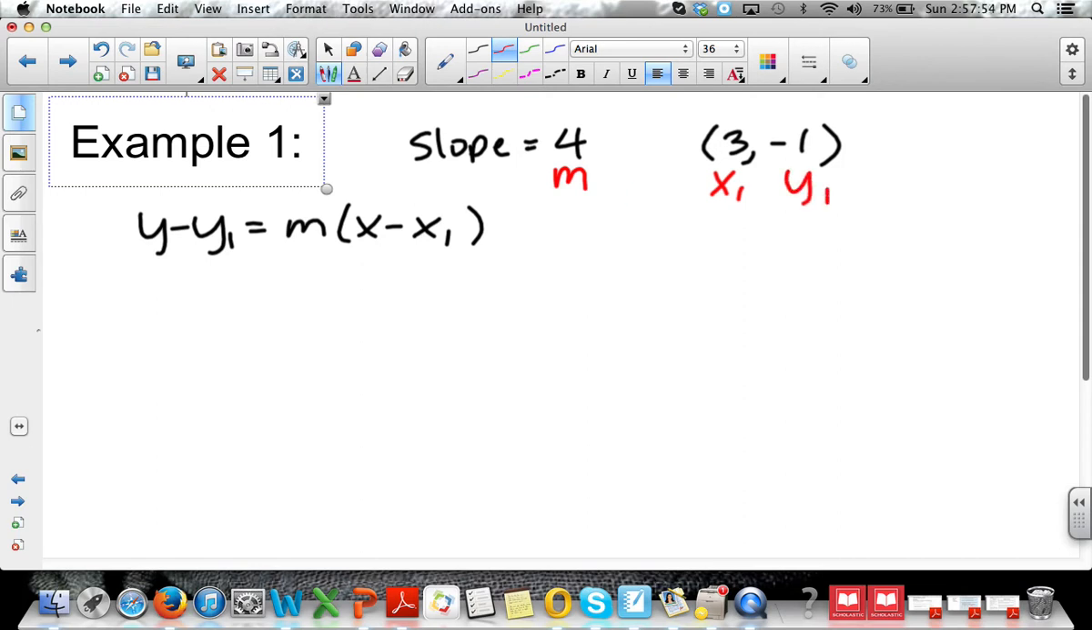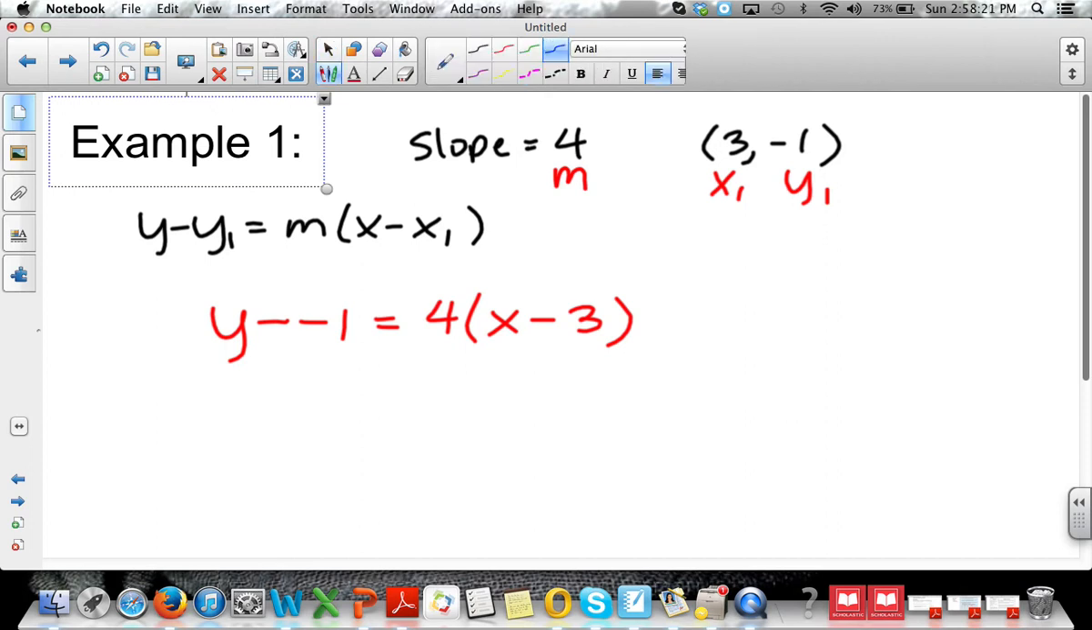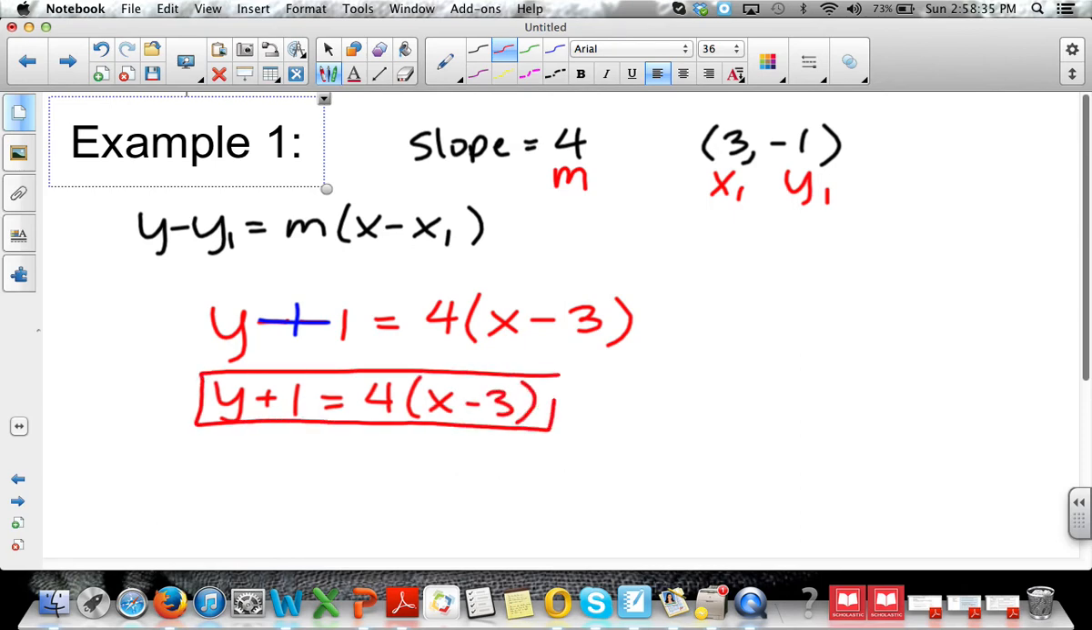So y just stays the same. Y is y. Then I've got minus y1, which is a negative 1. So minus a negative 1 equals m is 4. X is just x. Minus x1 was 3. Okay, so all you're doing is plugging stuff in. Now the only simplifying I want to do is just take care of this minus the negative I've got going on. And remember, that's really like a plus. So when I write my real answer, the only thing that will change is that will be a plus. And that's it.